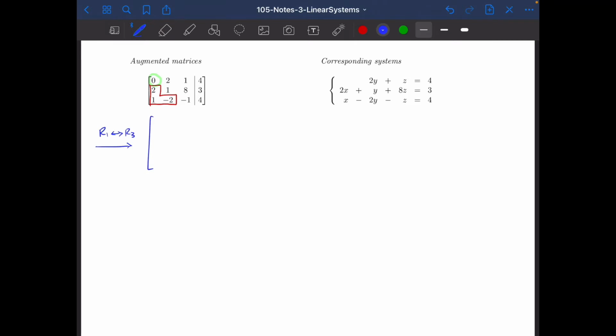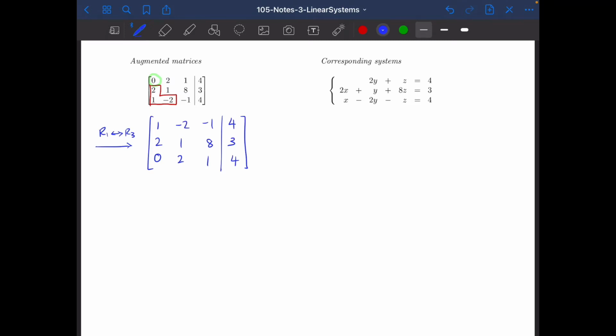That will give me a new matrix. The first row is now the old third row. So I have 1, minus 2, minus 1, 4. The second row remains unchanged, 2, 1, 8, 3. And the third row is now the old first row, so 0, 2, 1, 4. Now I have a 0 in the bottom left corner. That's good. I'm making progress.